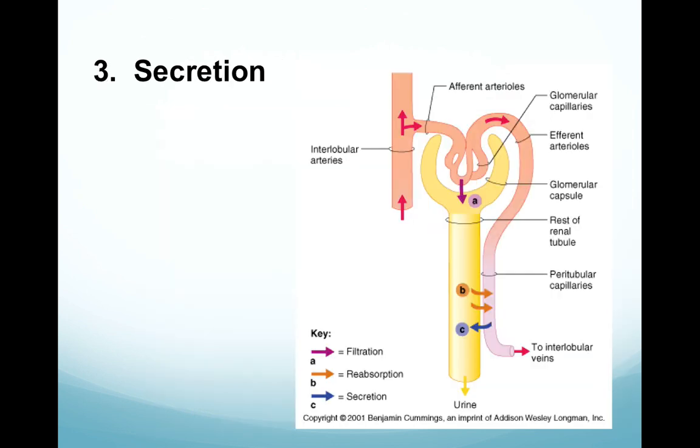Secretion is the third step, and in secretion, the waste substances like uric acid, hydrogen ions, ammonia, creatinine, histamine, and even some drugs like penicillin are actually pumped back into the tubular system from the blood. So in reabsorption, things are going from the tubules back into the blood. In secretion, they're going from the blood into the tubules, and they're basically doing that to eliminate that from the body.